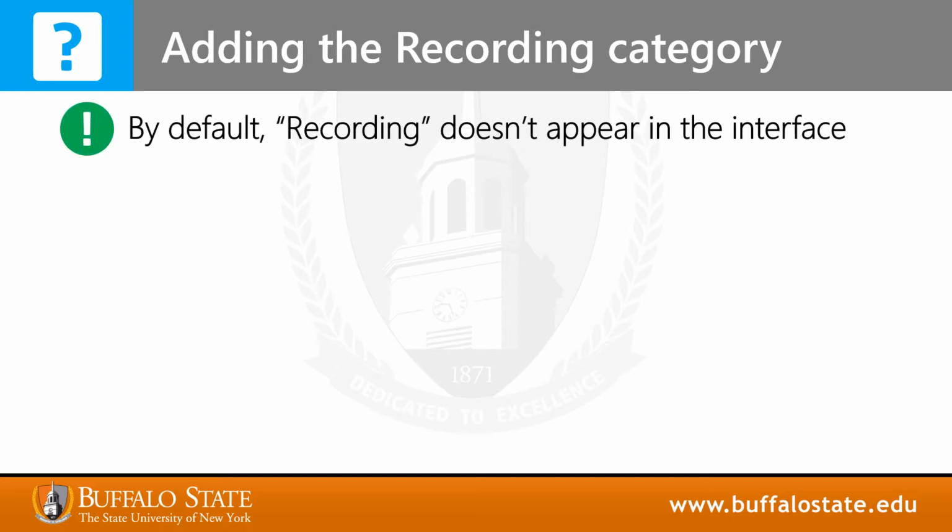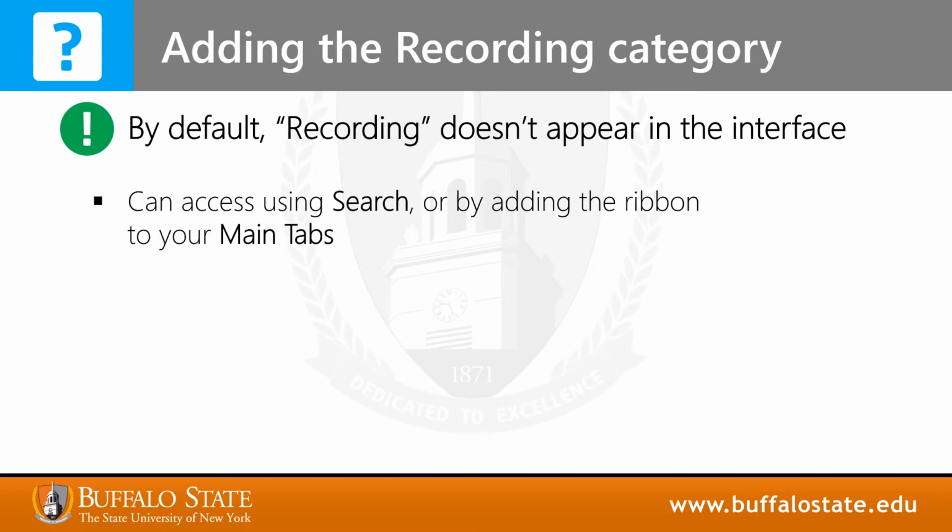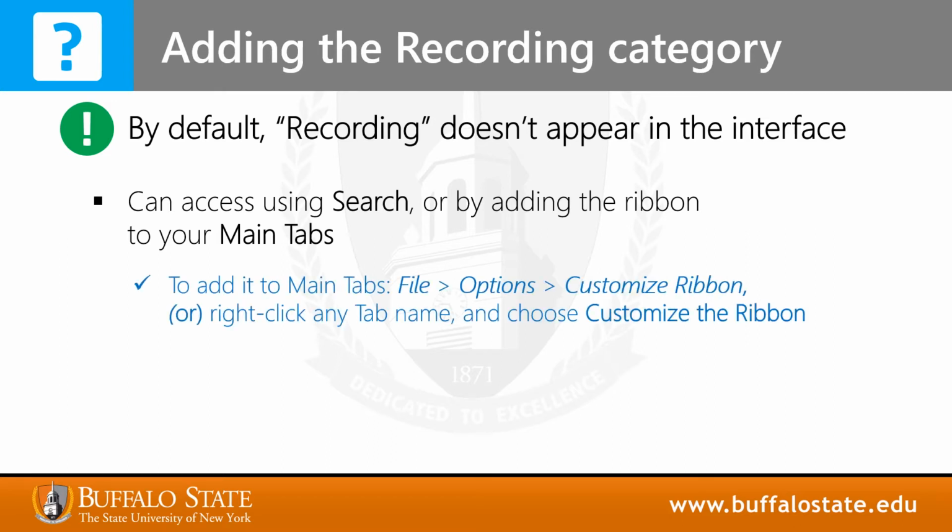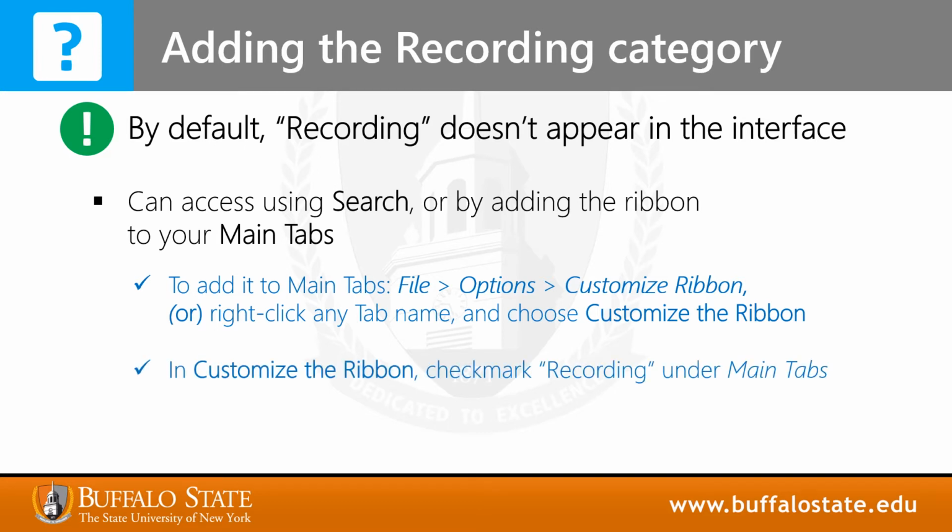So by default, just be aware, recording won't show up in the interface. And you can add it a couple different ways. One is to use the search tool in the center top of the screen, or you can add it as a ribbon under your main tabs. To add it to main tabs, just real quick, we'll touch on this in the live session, but just be aware it's in File, Options, and Customize Ribbon. And to get to that same place, you can also right-click on any of the tab names and choose Customize the Ribbon. And that'll pull up a screen where you'll basically be check-marking a recording option under Main tabs.